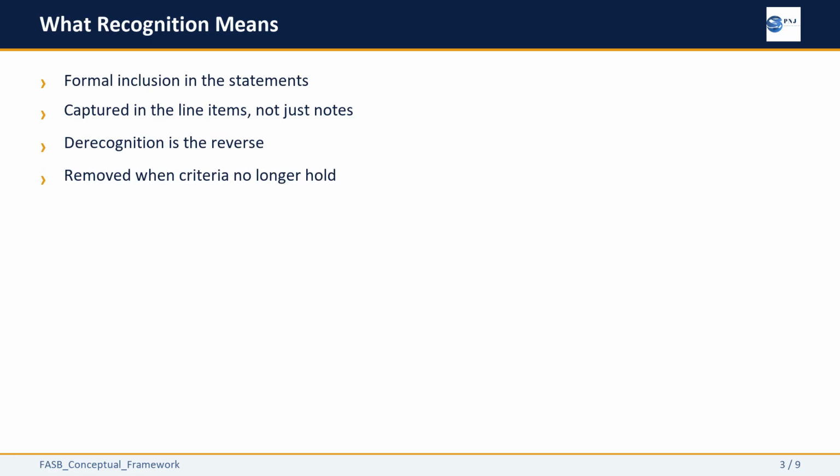Recognition is the process of capturing an element in the financial statements through formal inclusion. In plain terms, it means the item lands in the actual line items, the assets, liabilities, revenues, and expenses, not merely in a disclosure. Derecognition is the reverse. It removes a previously recognized item when the criteria for recognition are no longer met. Think of recognition as the front door and derecognition as the exit. An item should walk through each door at exactly the right moment, and a big part of accounting judgment is deciding when that moment has arrived.